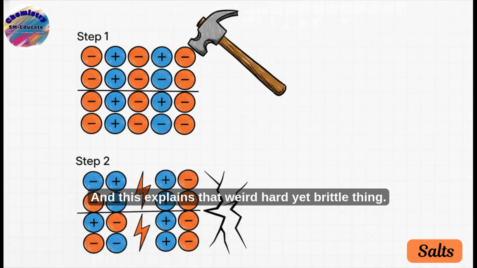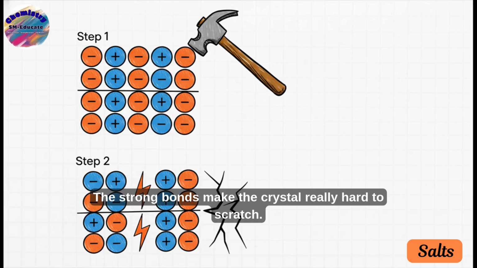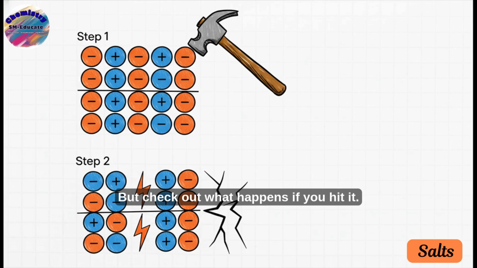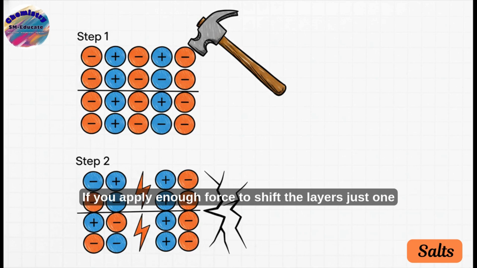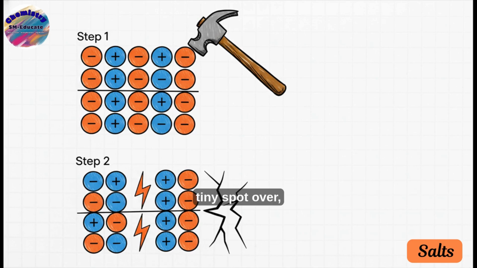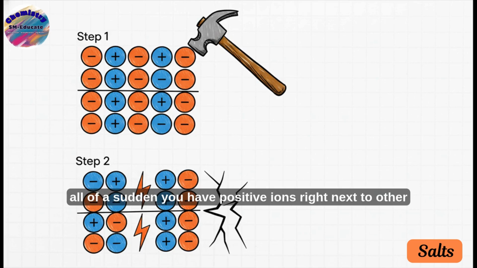And this explains that weird, hard yet brittle thing. The strong bonds make the crystal really hard to scratch. But check out what happens if you hit it. If you apply enough force to shift the layers just one tiny spot over, all of a sudden you have positive ions right next to other positive ions and negatives next to negatives.